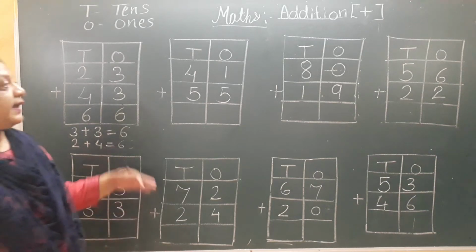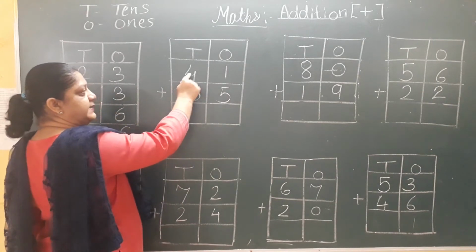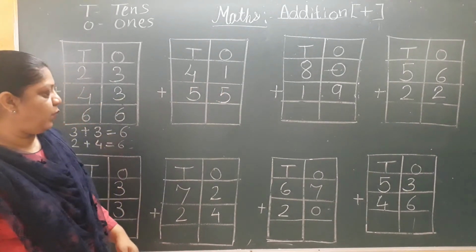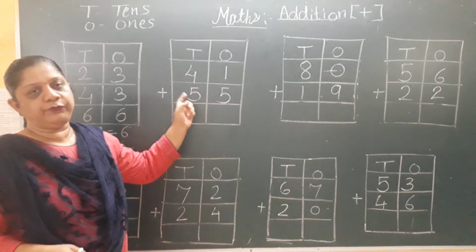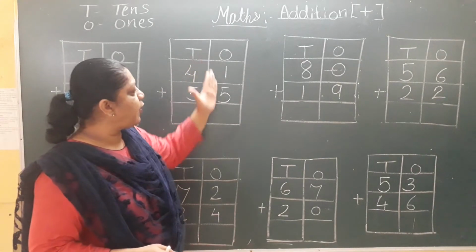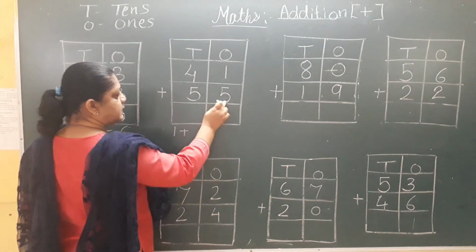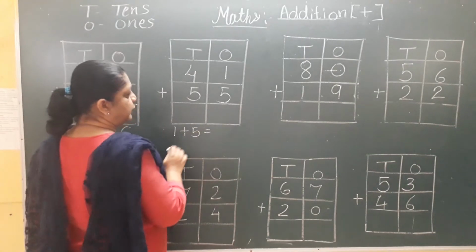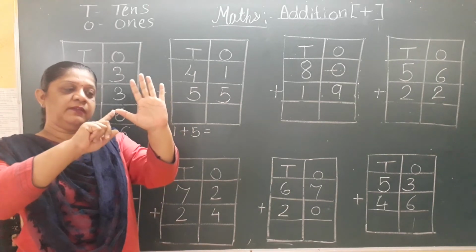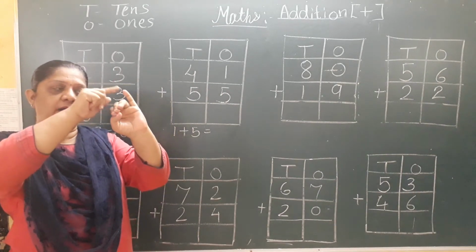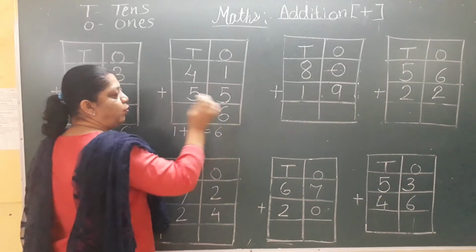Now see the next example. See the tens column and ones column. 4 tens and 1 one means 41, plus 5 tens and 5 ones means 55. And always start from ones. 1 one plus 5 ones is equal to, you just count 5 fingers after 1: 2, 3, 4, 5, 6. Then our answer is 6, right under ones.